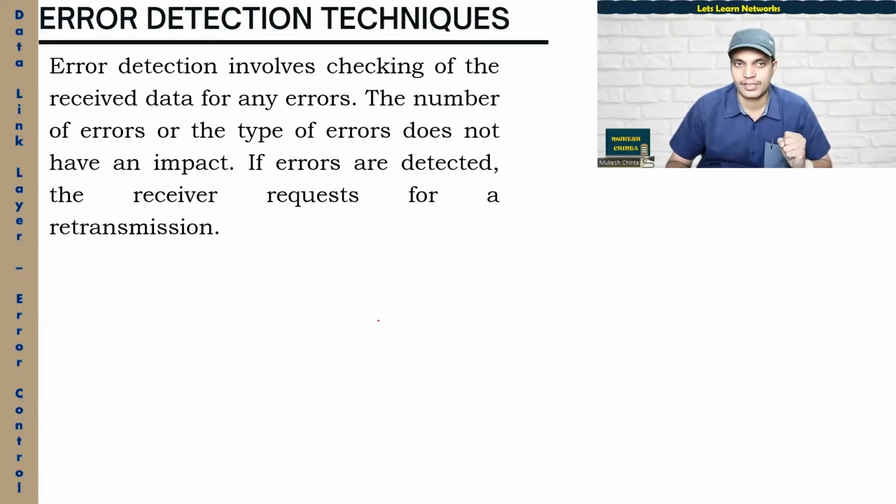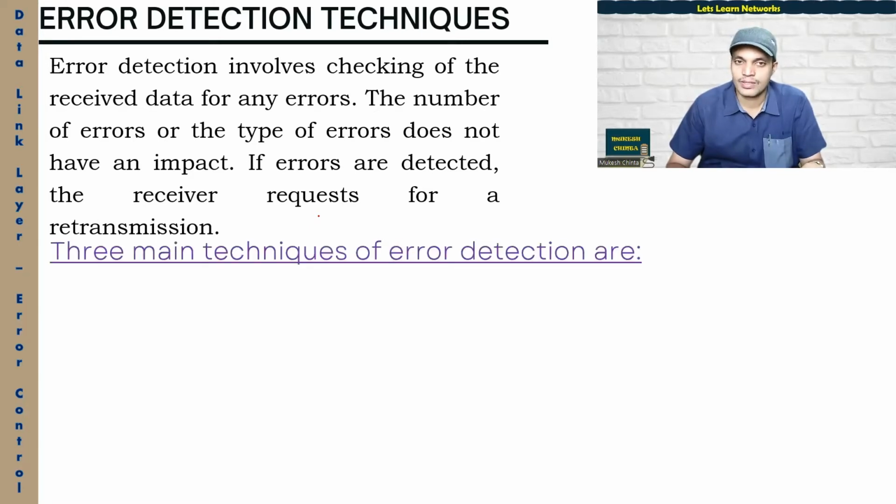the error detection techniques. So error detection involves checking of the received data for any errors. Here please remember that the number of errors or the type of errors does not have an impact. So it doesn't matter if you are getting 1 bit as an error or 3 bits as an error or it's a burst error. It will only tell you that an error has occurred. That's all. If errors are detected, the receiver requests for a retransmission, just as I told you, because the receiver does not have the capability of regenerating the data, so it will request the sender for retransmission of the subsequent data.